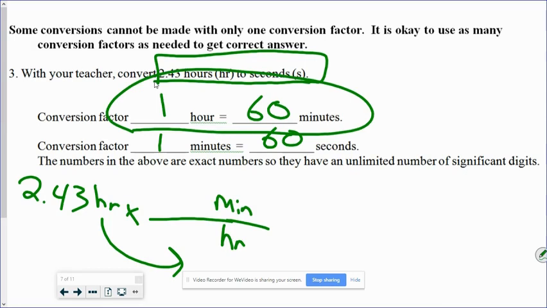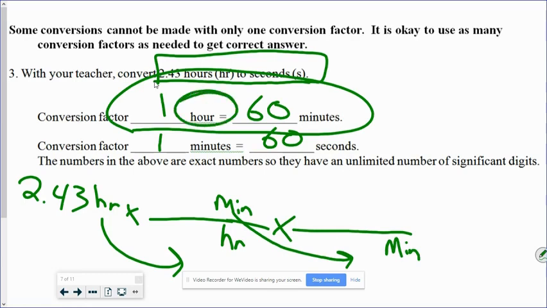We're not done yet. We're in minutes, so we're actually going to extend this problem with another multiplication sign, another division bar. Whatever this label is on top, it must go on the bottom. Minutes. What can I convert minutes into? Well, I could go back to hours, but that wouldn't make any sense. I can take my minutes and I can go to seconds though.